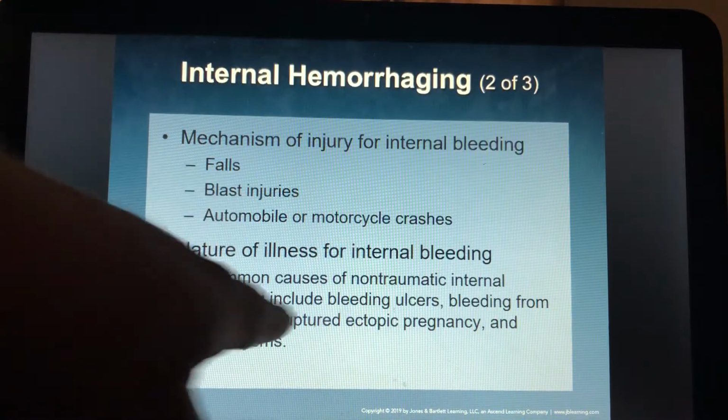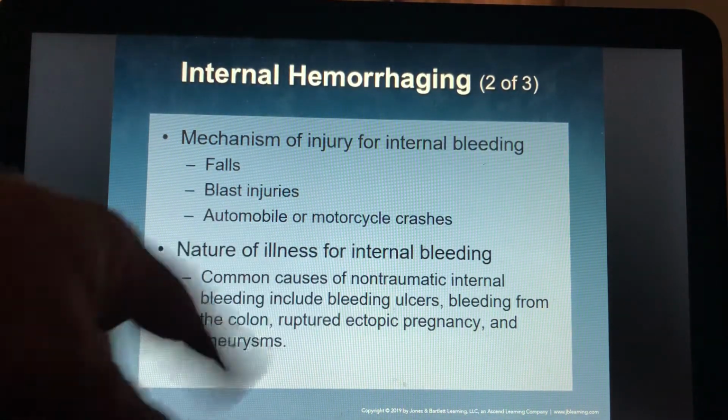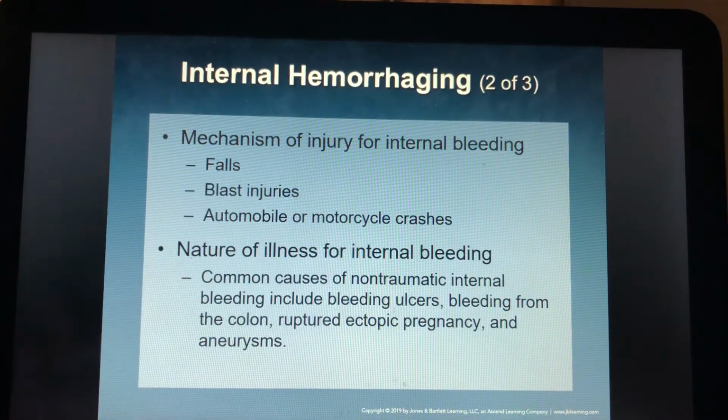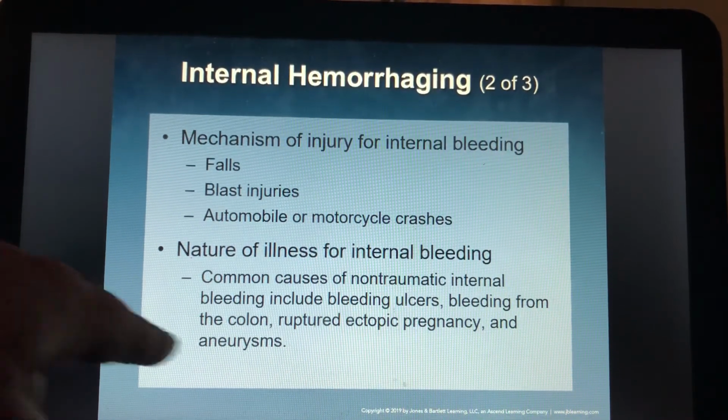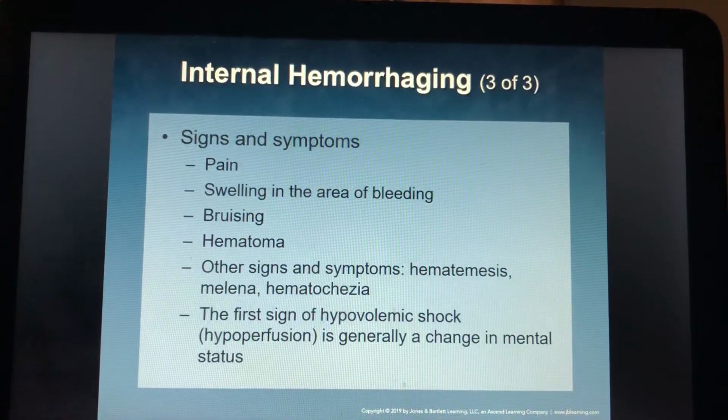You can have, like I said before, bleeding ulcers, bleeding in the digestive system, ectopic pregnancy, which is vaginal bleeding of any type, and you can have an aneurysm that ruptures. Signs and symptoms, obviously, are going to be pain, swelling, hematoma. Hematoma is just a collection or a pool of blood. In head injuries, we'll see that you can form a hematoma on your head, also known as a knot.